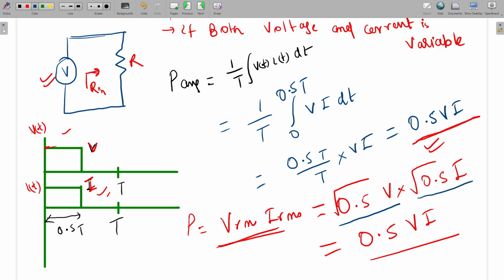So we can see that if both quantities are variable, we have to multiply both RMS values. Okay. If one quantity is constant, that we will take common, so the average value we have to multiply for the other value. But if voltage and current are both variable, in that case, what will be the power? Power is equal to V RMS into I RMS. Is it clear?